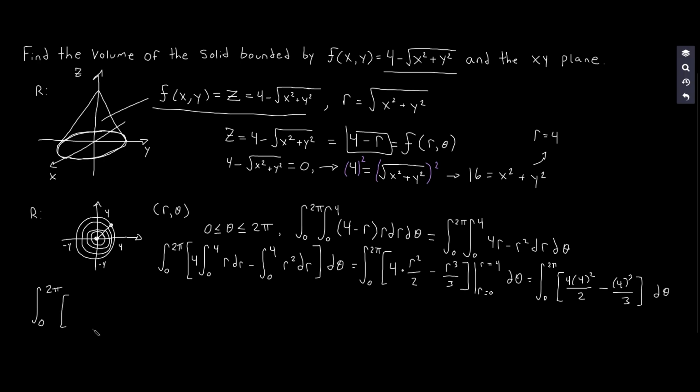Inside of the integrand, 4 times 4 is 16, times 4 is 64, divided by 2 is 32. So that's going to be 32 minus 4 times 4, which is 16, times 4, which is 64, divided by 3. And I don't think that we can divide 64 by 3, so we're just going to leave that alone right now. d theta.